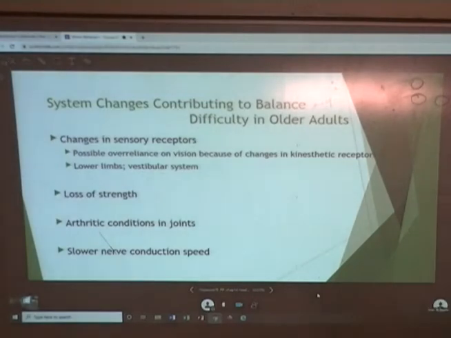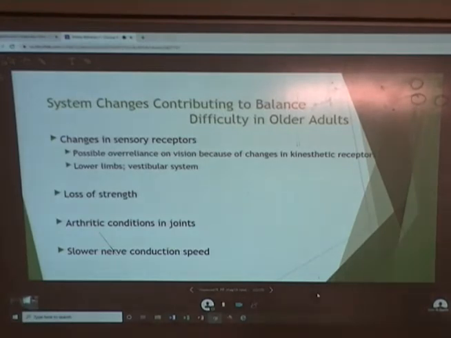Okay? So it's important that we understand what's going on. Again, if you're going to be a physical therapist, or if you're going to, hopefully you have parents and grandparents, right, that you're going to be able to watch and help.